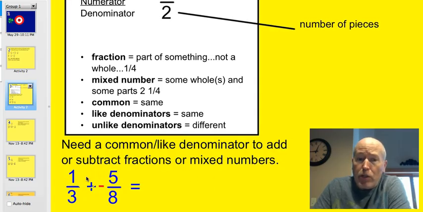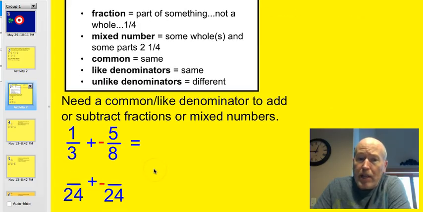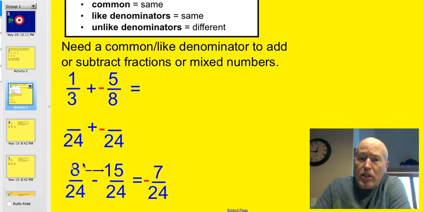So in this situation, we have 1/3, and we're going to add a negative 5/8. Well, that's really the same as subtracting, but we'll just look at it this way. We have to rename these. So let's rename them to 24, something 24. So we have to have a common denominator. So 1/3, we'll rename that as 8/24, and we'll rename 5/8. We'll rename that as 15/24.